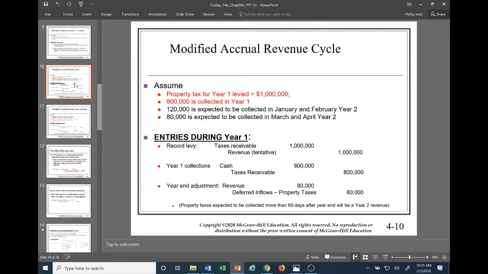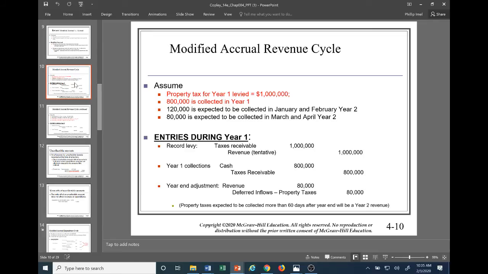So once again, we recorded the levy of $1 million. We debited taxes receivable and credited revenue, right? We collected $800,000, so we debited cash because it's an asset. An original debit is an asset, so it's going up, and we credited taxes receivable because we know we don't have $800,000 in taxes receivable anymore. So that reduced our receivable from the original entry when we recorded the levy.